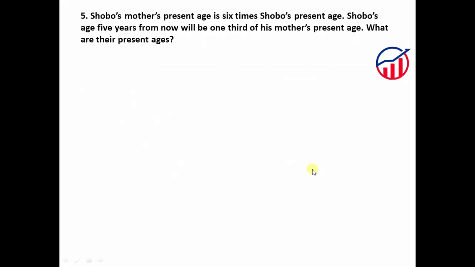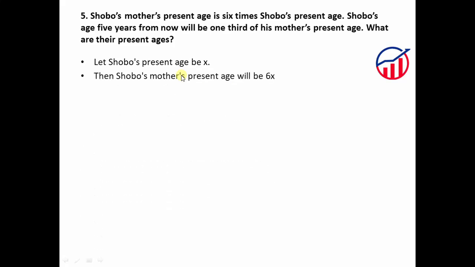Moving on to the next question. Shobo's mother's present age is 6 times Shobo's present age. Shobo's age 5 years from now will be 1/3 of his mother's present age. What are their present ages? So let Shobo's present age be x. Then Shobo's mother's present age will be 6x. Why? Because it's given over here that Shobo's mother's present age is 6 times Shobo's age.